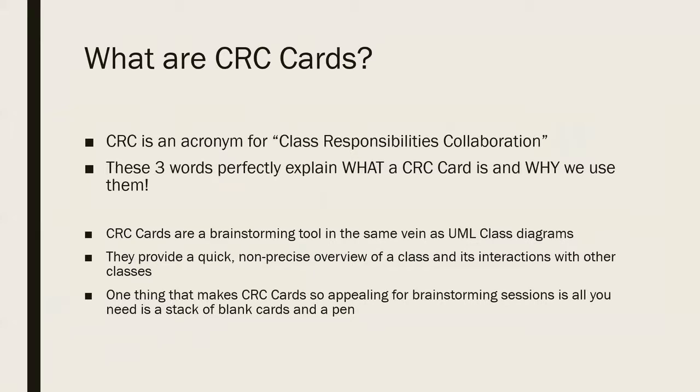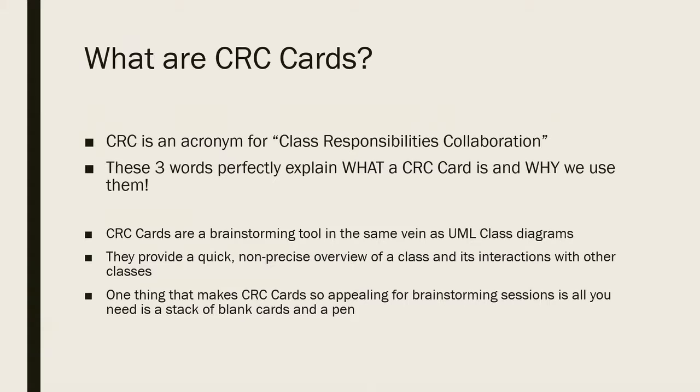So what are CRC cards? CRC is an acronym that stands for Class Responsibilities Collaboration. These three words perfectly explain what a CRC card is and why we use them. So quickly, CRC cards are a brainstorming method that are very similar to UML class diagrams. They provide a quick but non-precise overview of a class and its interactions with other classes.